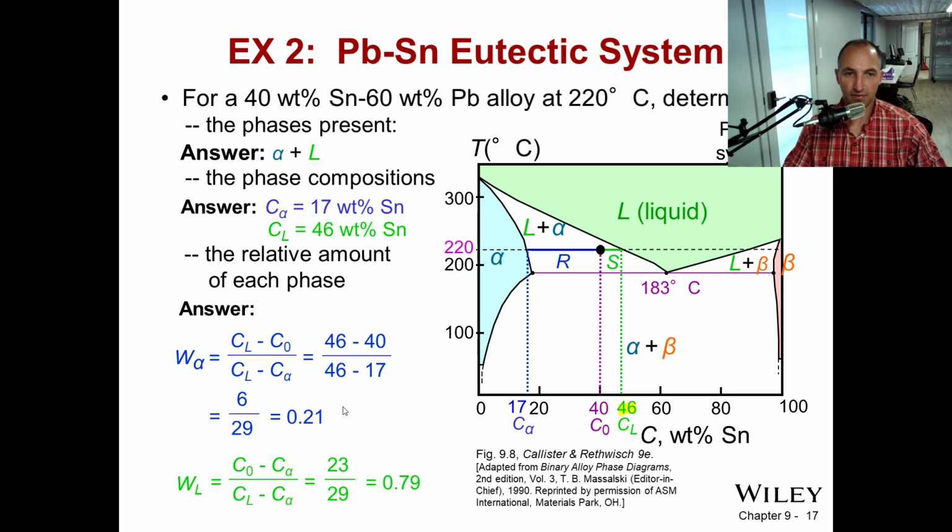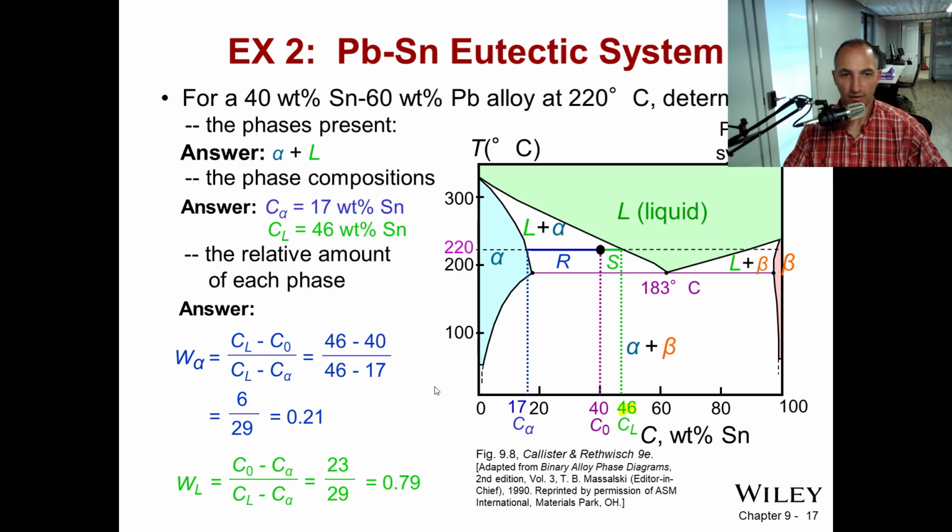Now let's look at the relative amount of each phase, the weight percent of each phase. For alpha, which is on the left side here, we have to go to the opposite line. That's the length S over R plus S. So 46 minus 40 over 46 minus 17 gives us 0.21 weight percent alpha. The weight percent of the liquid is the line opposite the liquid, so that's R over R plus S, the overall minus alpha over the liquid minus alpha, so that's 0.79. Well, guess what? That's just 1 minus 0.21.